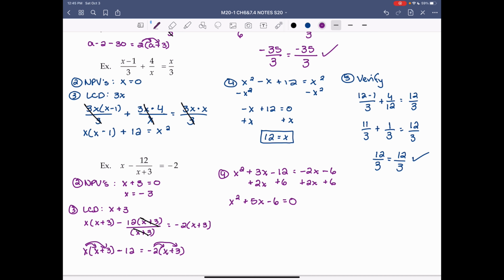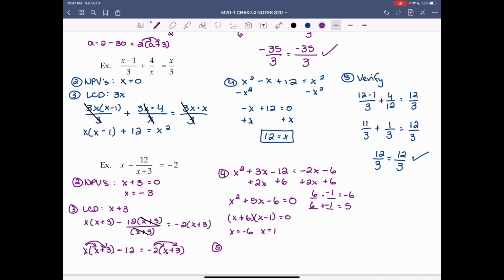Then we want to solve this by factoring or quadratic formula. I'm going to factor this. I want two numbers that multiply to -6 and add to 5. One has to be negative, one has to be positive. 6, -1. Those multiply to -6 and add to positive 5. x plus 6, x minus 1 equals 0. What are the solutions? Well, when is x plus 6 equal to 0? When x equals -6. When is x minus 1 equal to 0? When x equals 1.